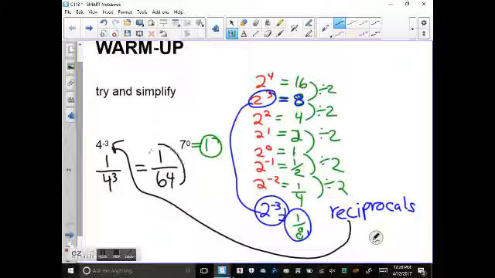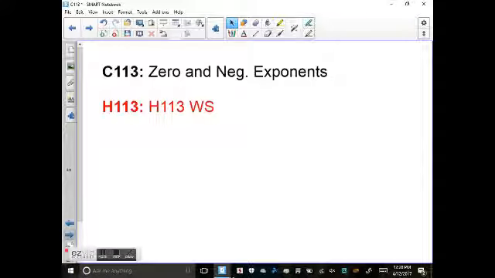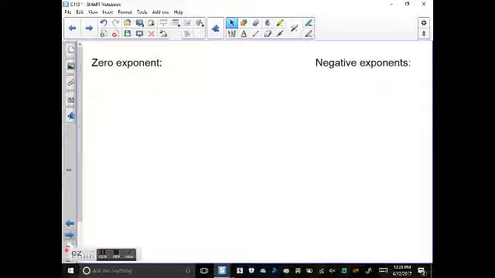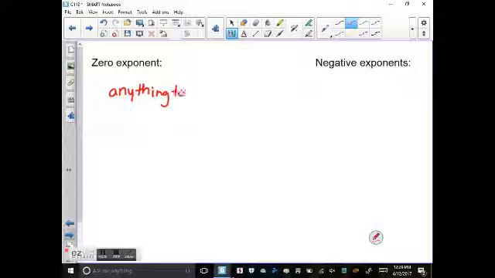Okay, so the rule for 0 exponents: anything to the 0 power is 1. Plain and simple like that. Something that you should know.